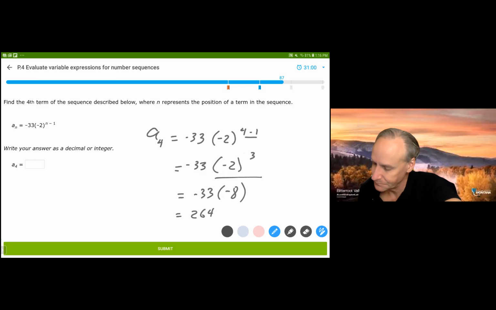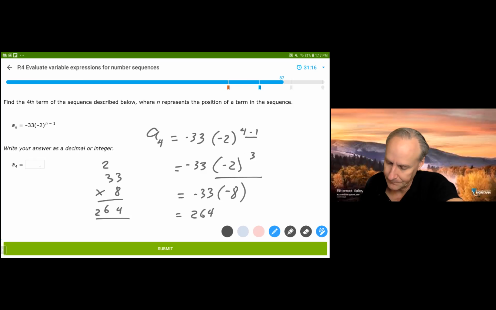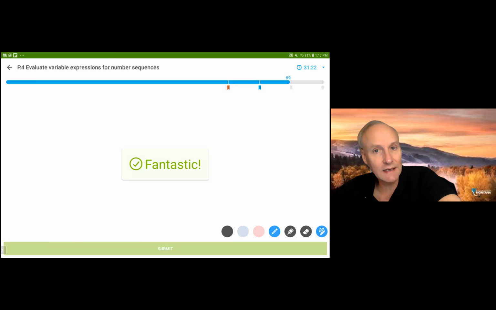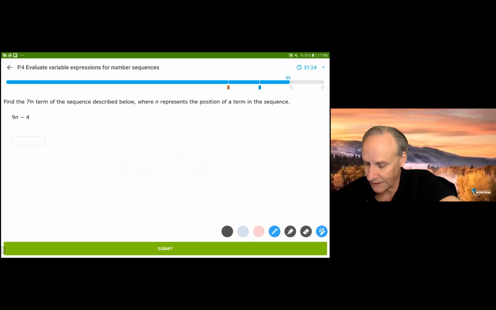Let's double check. Now I'm multiplying the 33 times the 8, because a negative times a negative is a positive. That is 4, carry the 2, and that is 24 plus 2 more is 26, 264. And it is positive, isn't it? Be careful. Easy way to make a mistake. There's lots of mistakes waiting for you.